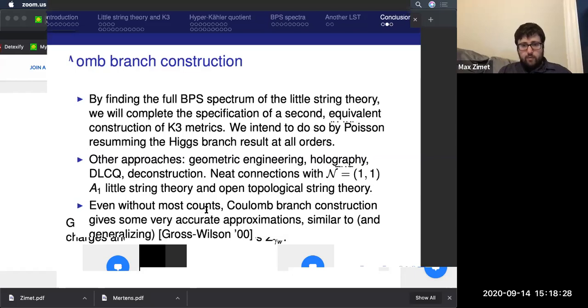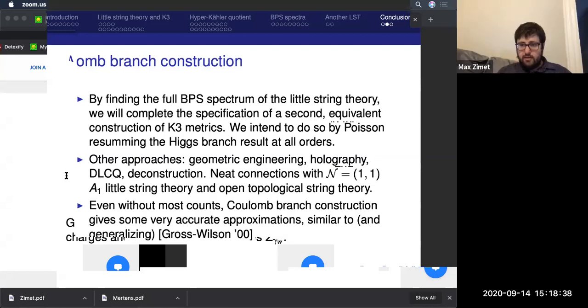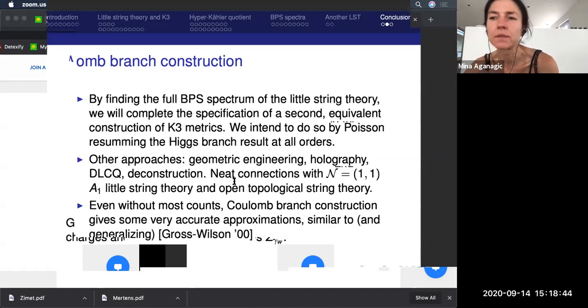And then even without most of the BPS counts, Max, I didn't understand the last thing, and I should have been able to understand it. Can you just repeat the last couple of sentences? I didn't follow really. Yeah, let me say it. How do you relate the metric computation to superpotential?